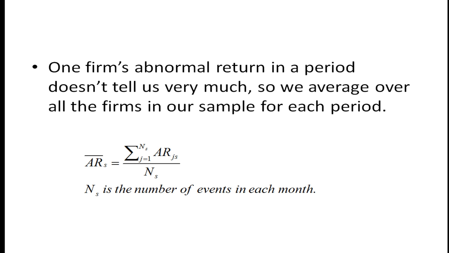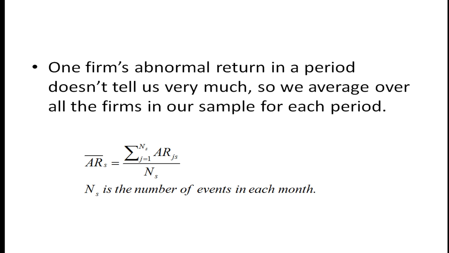Now, one firm's abnormal return at a period doesn't really tell us very much. So what we want to do is average over all the firms in each time period. We're going to look at each firm in each time period and find what's the abnormal return in that month. And then we'll go to the next month, and we'll do that for all the different months.